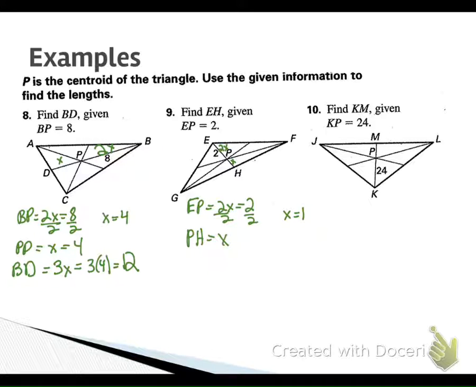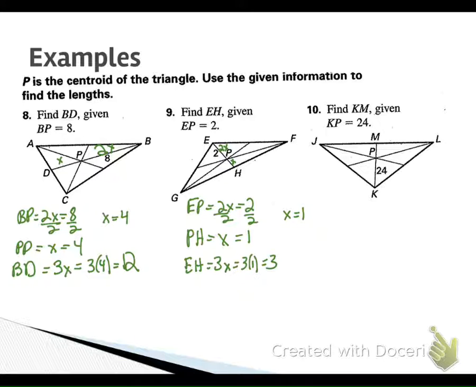So we have PH. PH is just x. So what's my x value? 1. And then we have our last part, EH. And once again, what is our length of EH? It's going to be 3x. Yep, so it's just going to be 3. So 3 times 1, it's just going to be 3.